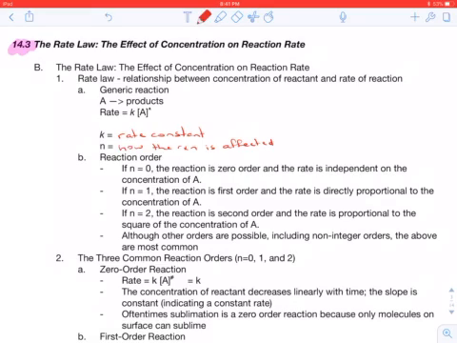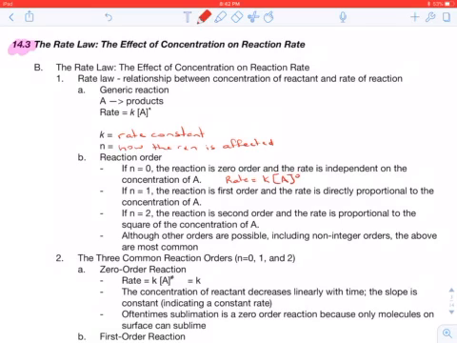If N equals 0, the reaction is zero order. And so that means that the rate is independent of the concentration of A. And if we write our rate law out, you'll be able to see that. So we've got rate equals K times our concentration of A raised to the 0 power. And we know anything raised to the 0 power is 1. So that way the concentration of A is not affecting the rate.